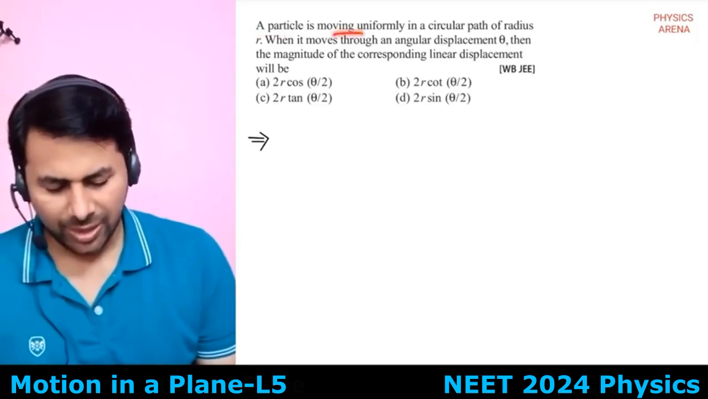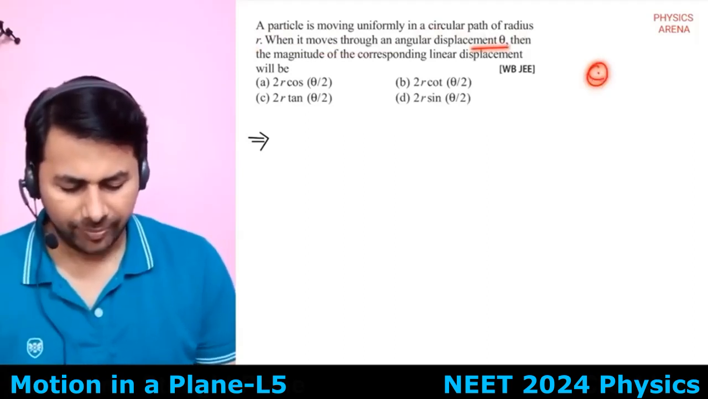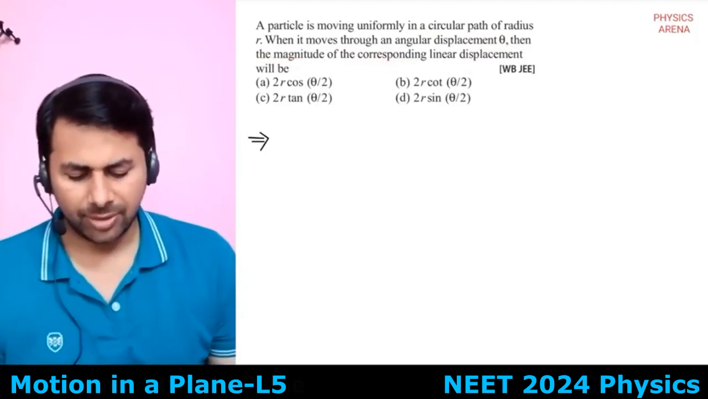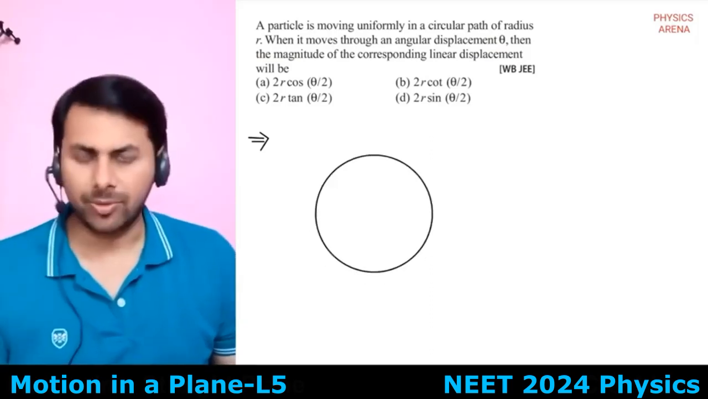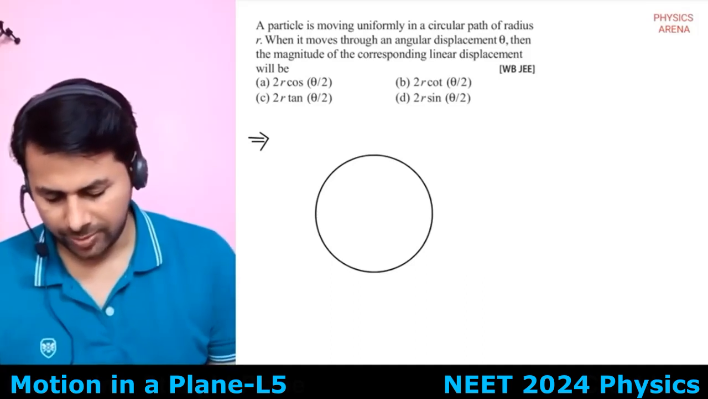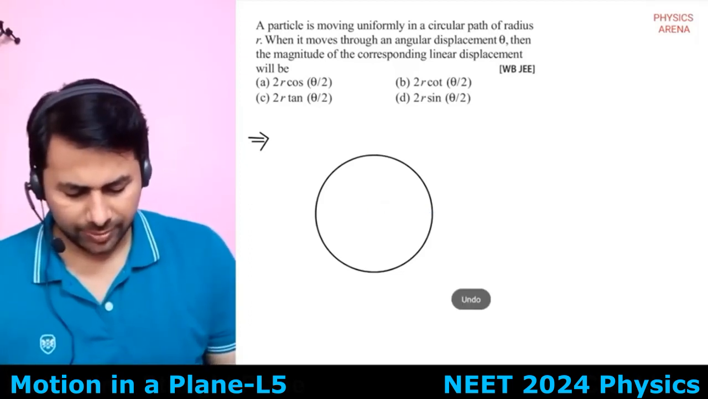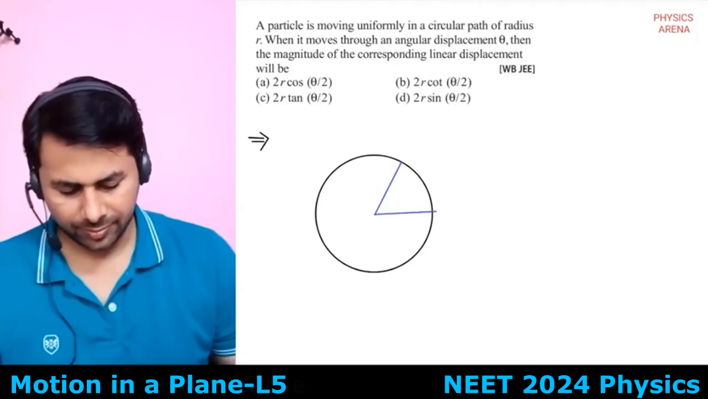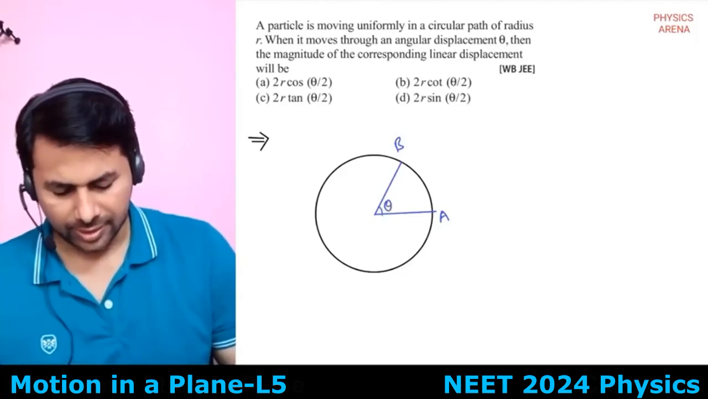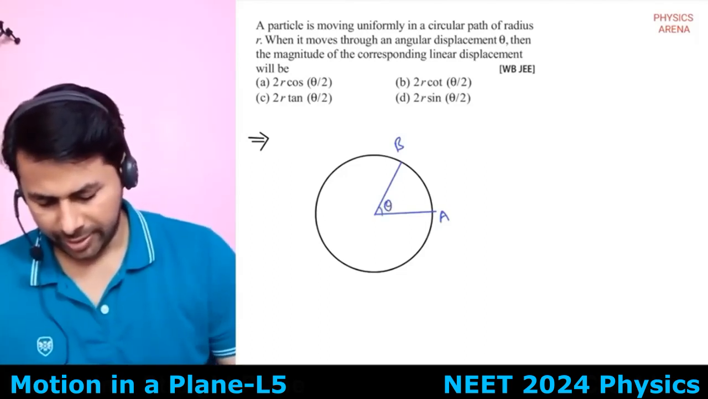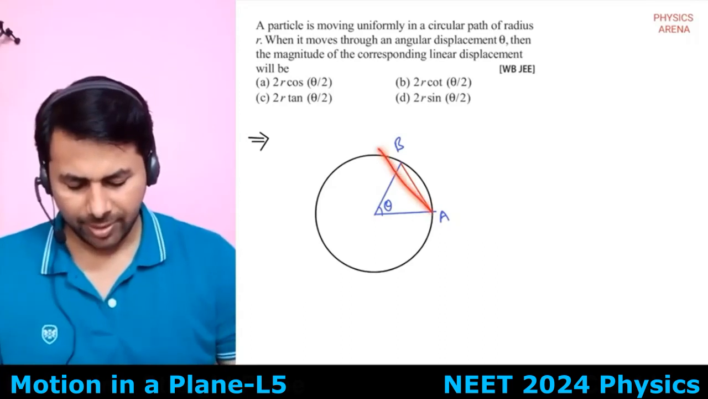Next question: a particle is moving uniformly in a circular path of radius r. When it moves through an angular displacement theta, then the magnitude of the corresponding linear displacement will be. So you have a particle performing circular motion, and it moves through angular displacement theta. Let's suppose it starts from this point and moves till here. This is point A, this is point B, and this angle is theta. So how much will be its displacement? This is the question. It is the length of this side AB.